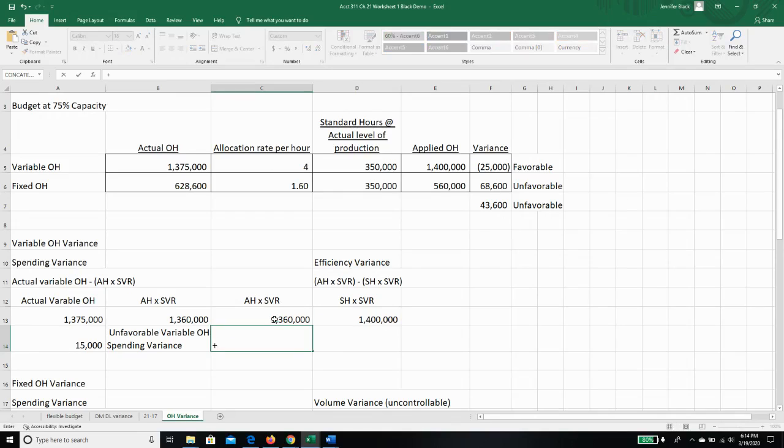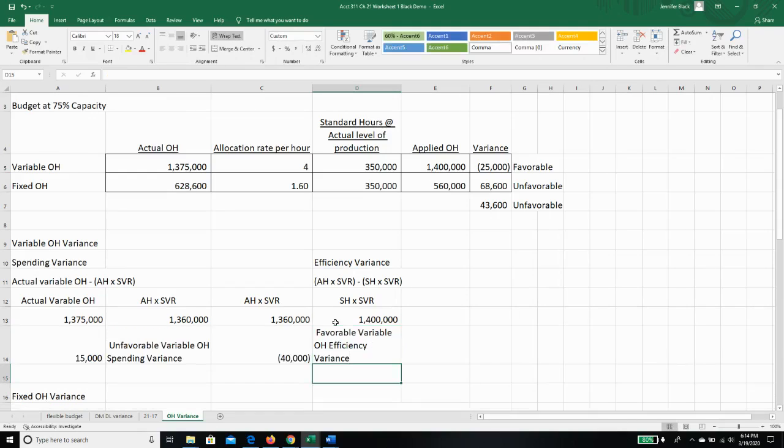So when I take the one on the left, subtract the one on the right, it turns out that I have a favorable variable overhead efficiency variance. And that basically is because I use less direct labor hours. So if I'm allocating at a rate of $4 an hour, if I use less direct labor hours, I'm going to allocate less overhead. So it doesn't mean I actually spent less overhead. And in fact, you can see, well, actually, we did spend less overhead because we used less direct labor hours.